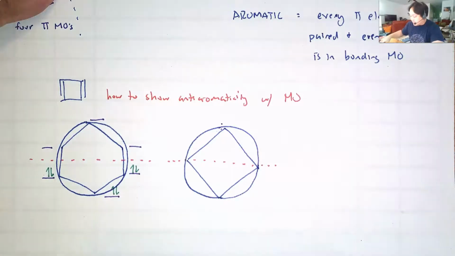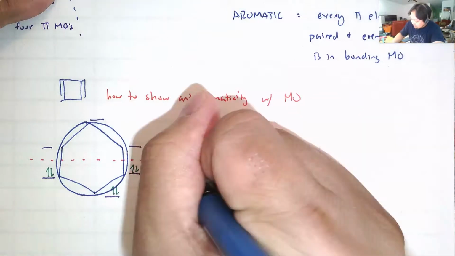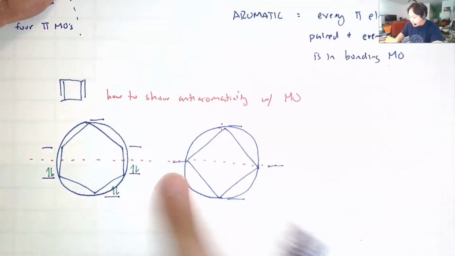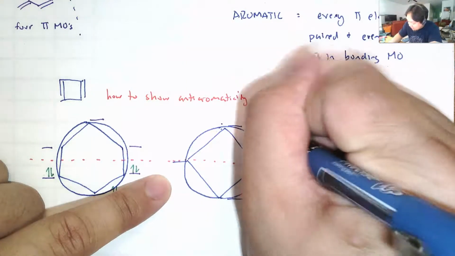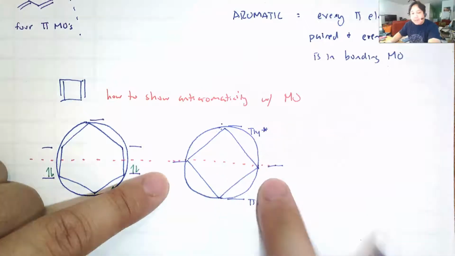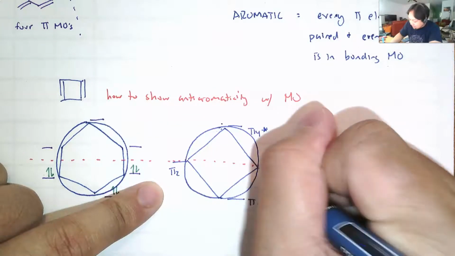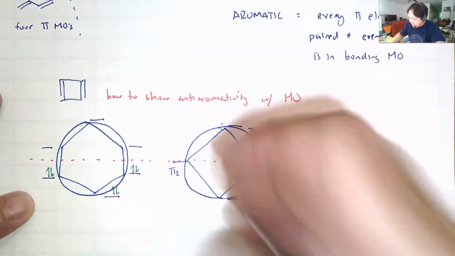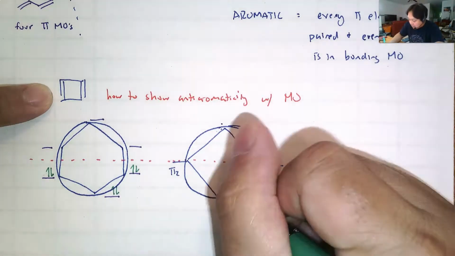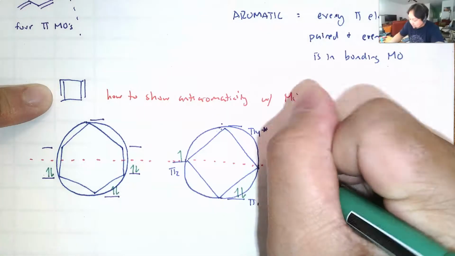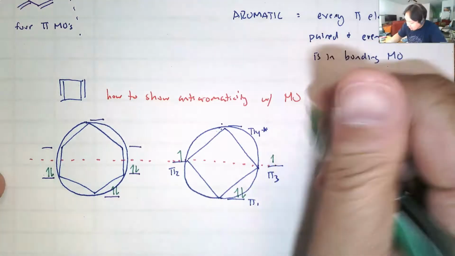And where are your energy levels? Your energy levels are here, here, here, and here. Pi 1, pi 2, pi 3, pi 4. This is pi 4 star. This is pi 1. Now the non-bonding are neither bonding nor anti-bonding, so we'll just call it pi 2 and pi 3. 4 pi electrons though. See, it's important that we know how to count pi electrons. 1, 2, 3, 4. This is not a good situation because of unpaired electrons.